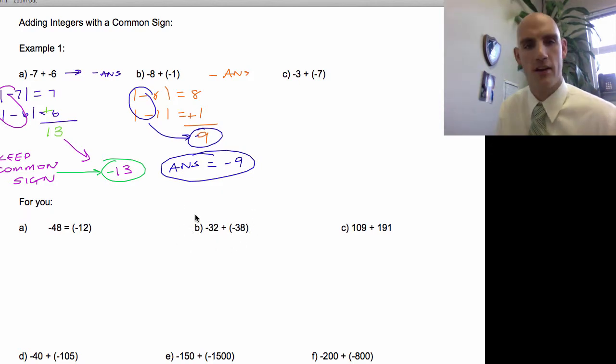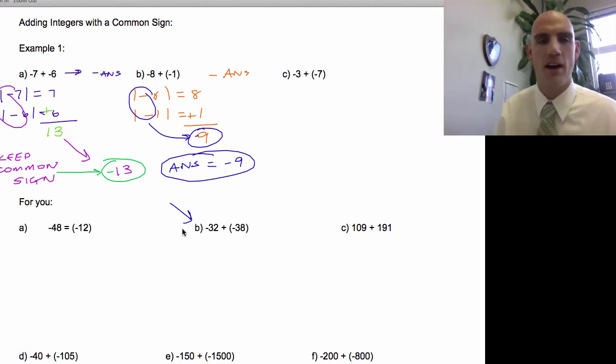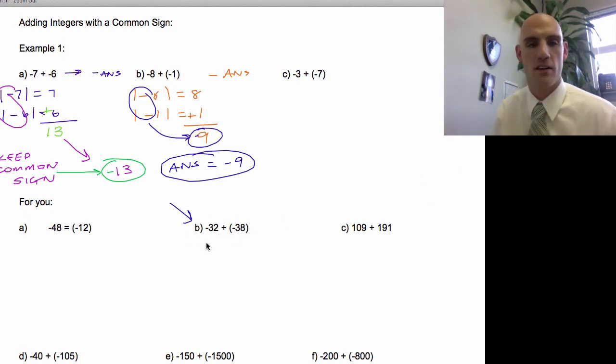I'm actually going to jump down here to this one that says for you, because sometimes it can be confusing, especially when we start to mix all these things up. So let's do this one together. So when I have a negative 32 plus a negative 38, I've got negative stuff and more negative stuff.